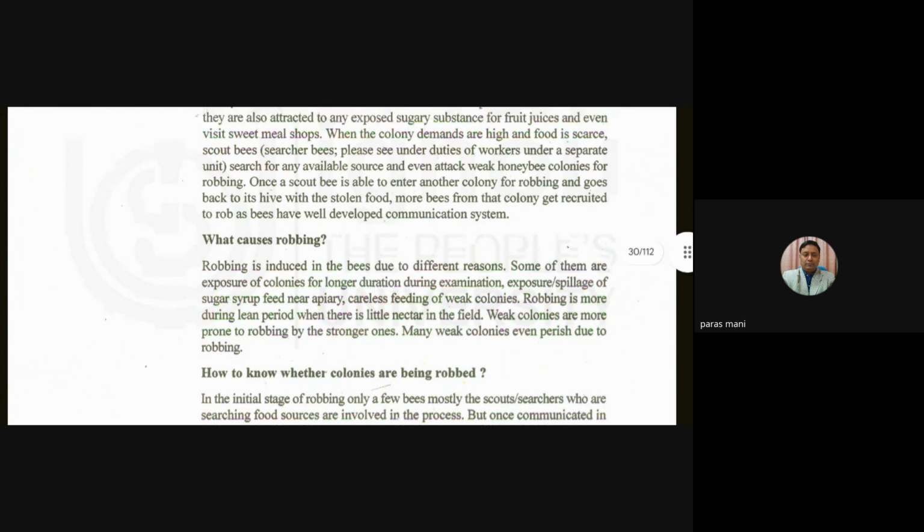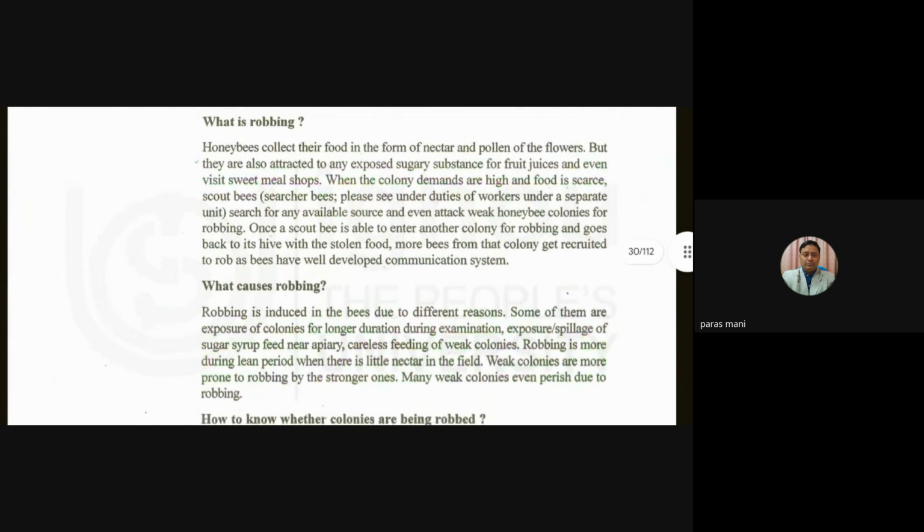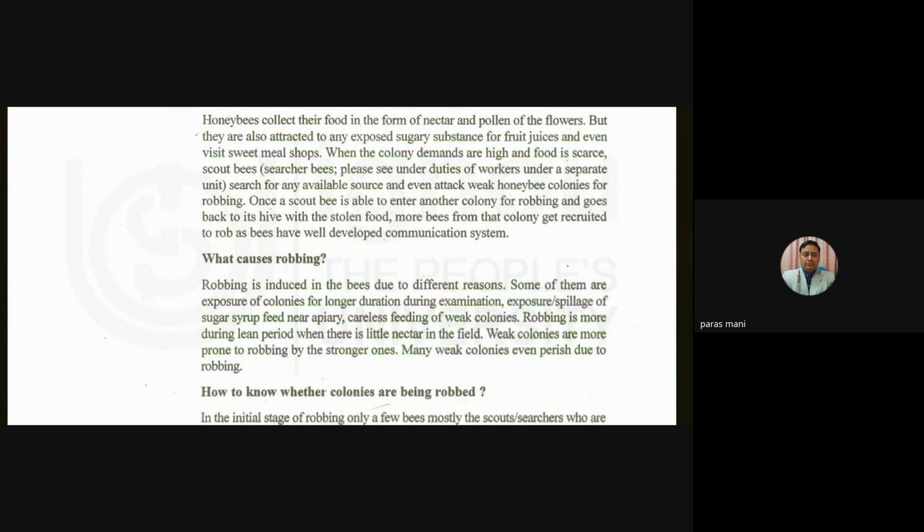So you have to completely prevent any food sources, means any sugar syrup kept in exposed conditions, or exposing the healthy colony which contains honey. That must not be exposed for more than 4 to 5 minutes during monitoring. That must be taken care of.